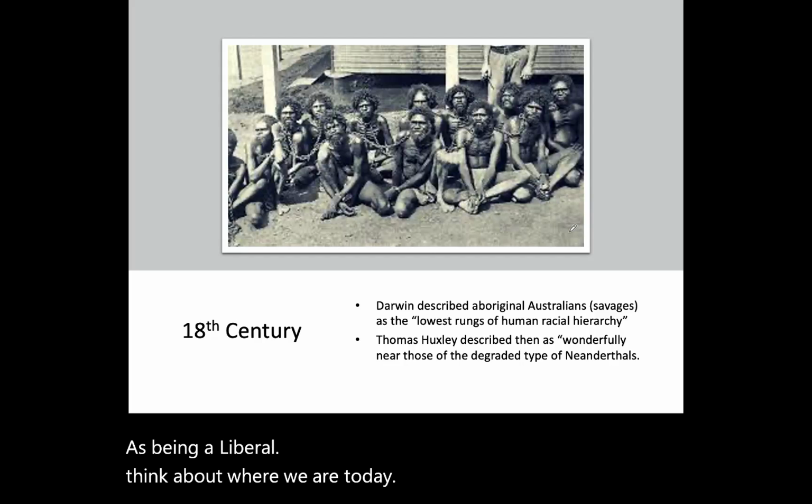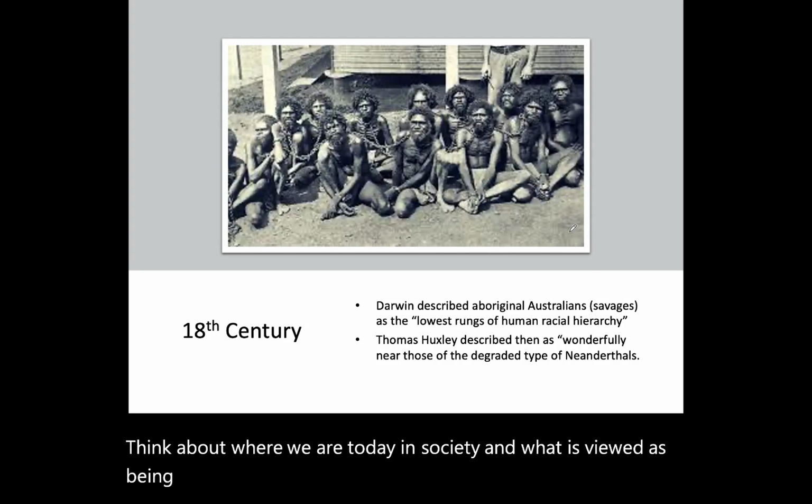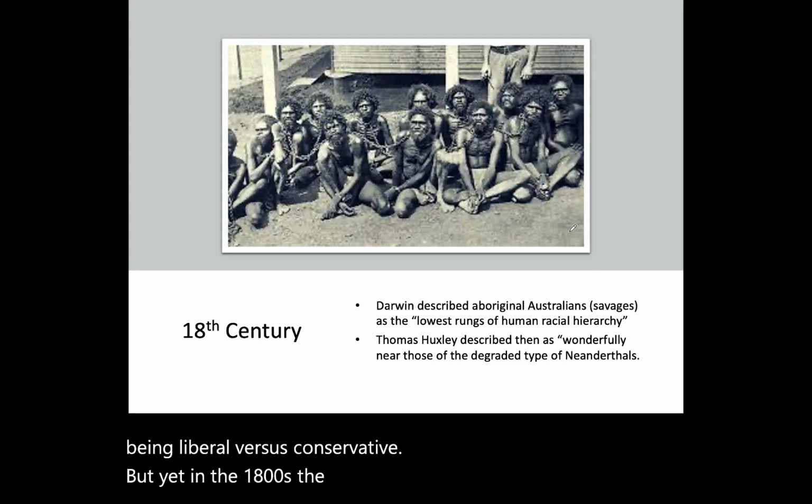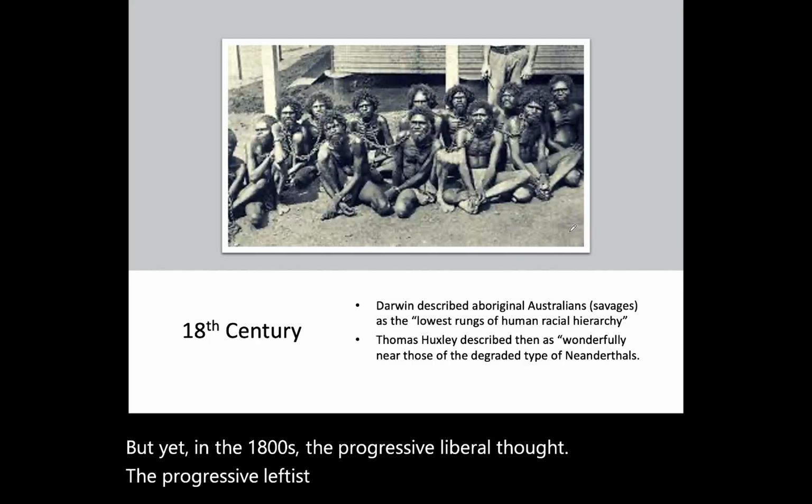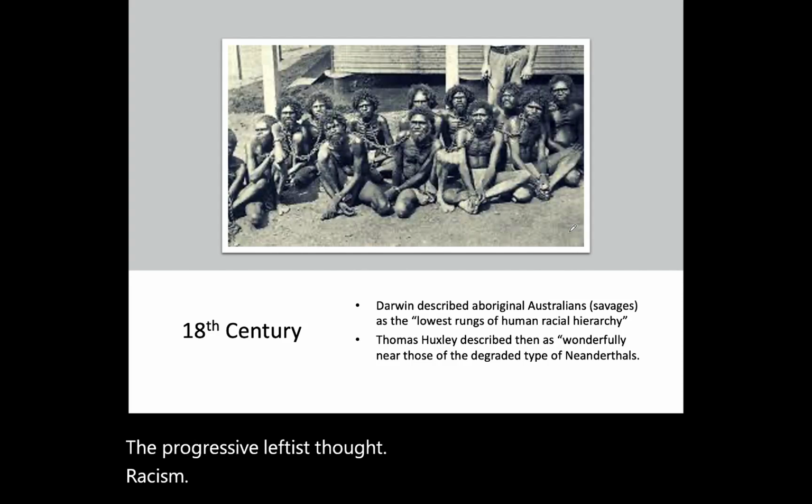Think about where we are today in society and what is viewed as being liberal versus conservative. But yet in the 1800s, the progressive liberal thought, the progressive leftist thought, racism is the progressive path forward if we are to maintain control. Holy crap, what is wrong with us?